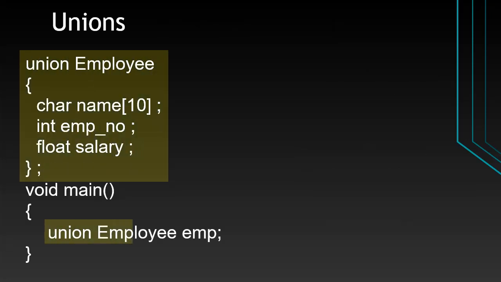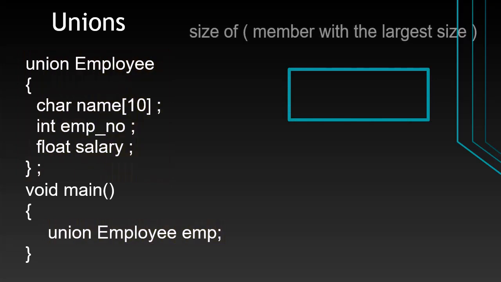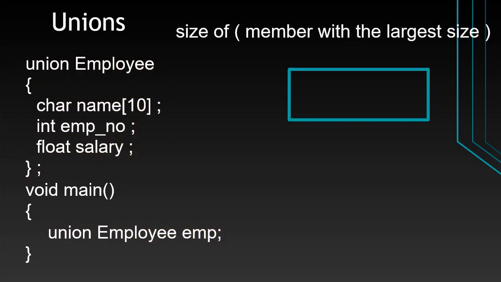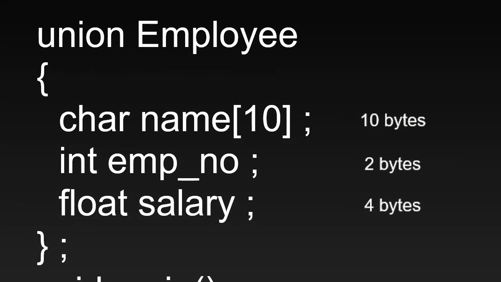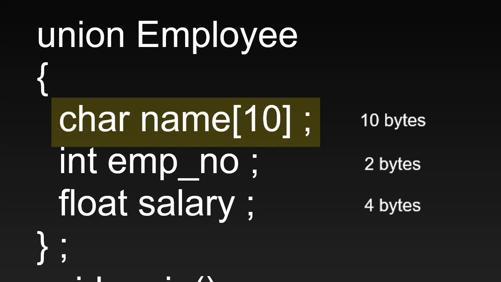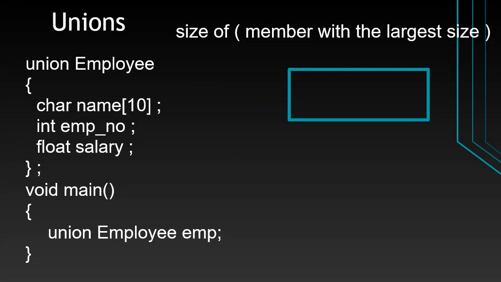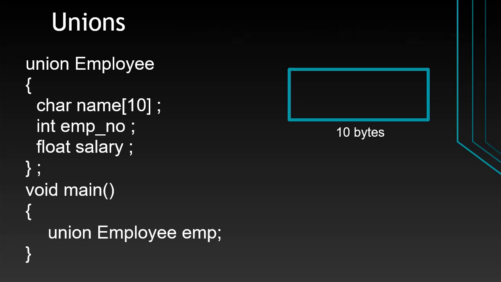When we define and declare a union variable, the size of the member with the largest size will be the size of the union variable. In this example, the member with the largest size is char with 10 bytes. So the size of the union variable emp will be 10 bytes. If you remember, for structure it was 16 bytes. Now all the members of union will point to this tiny block of memory. This is how memory is shared between the members of union. Remember this and you'll be able to answer some questions later.